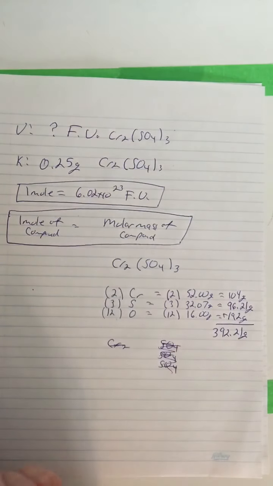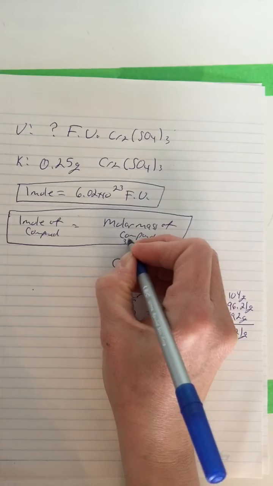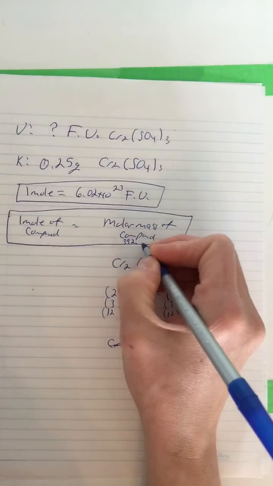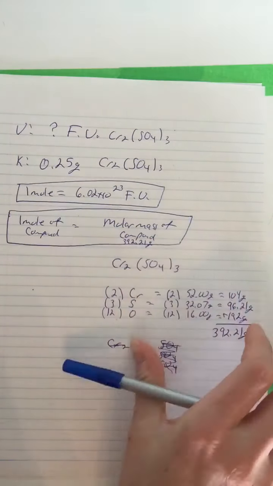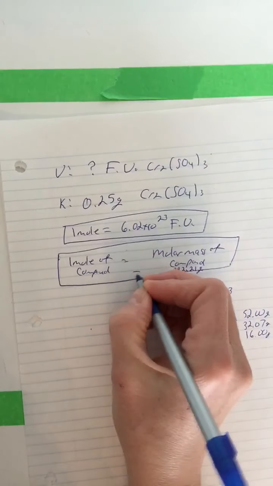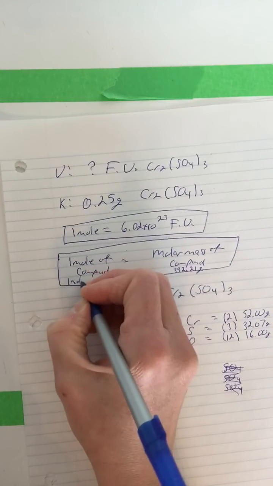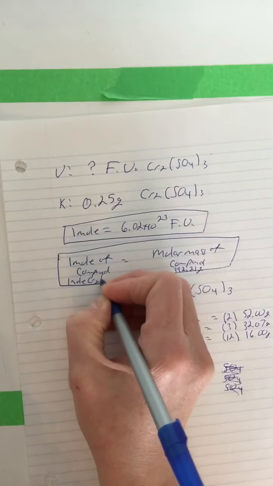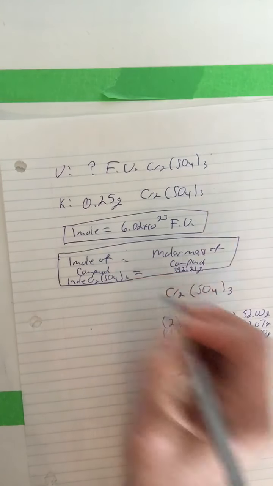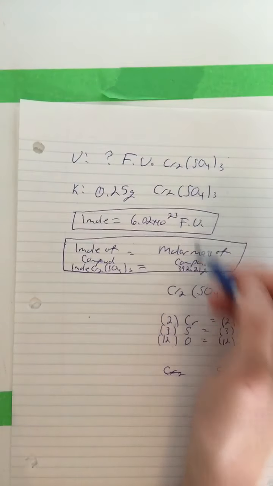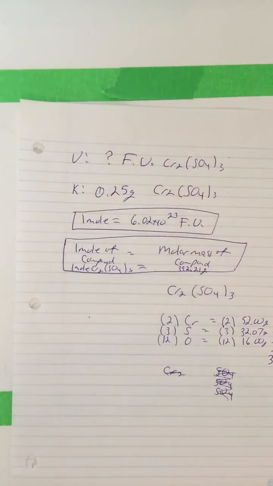So now we know the molar mass. We can write it here. 392.21 grams is equal to 1 mole of Cr2(SO4)3. So now we've got our 2 conversion factors. That's awesome.